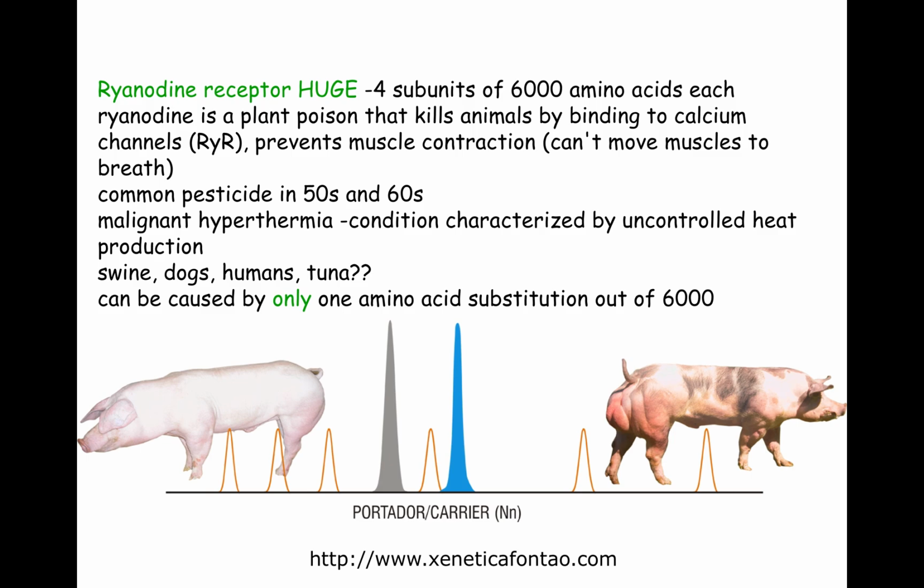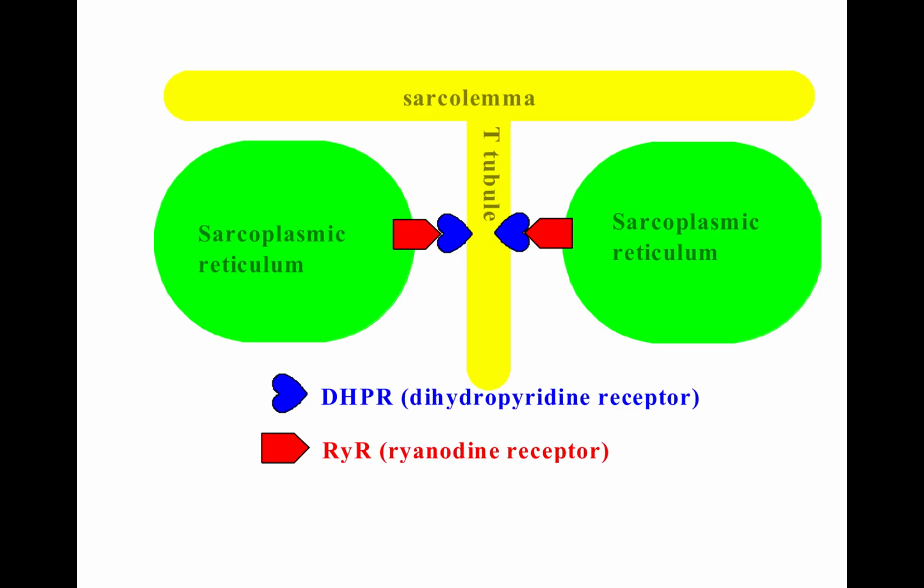So how did these proteins get their names? Because they don't seem like intuitive names. They're named for drugs that bind to these things. So dihydropyridine is a drug that binds to that voltage-gated channel in muscle. That's part of the T-tubule. And ryanodine is a drug that binds to the calcium release channel in sarcoplasmic reticulum.